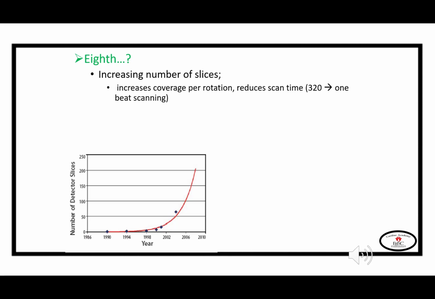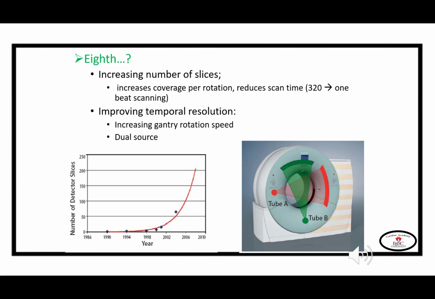There are advances by increasing the number of slices. For example, we now have 320 or more slices that can be used during each image acquisition, and this improves the coverage per rotation and decreases the acquisition time, and we can even take a picture of the heart in just one beat. On the other hand, what is really important is improving the temporal resolution, and this can be achieved by increasing the gantry rotation speed or using dual sources of X-ray with dual detector rows, and this can improve the temporal resolution and allow us to take scans at higher heart rates during acquisition.